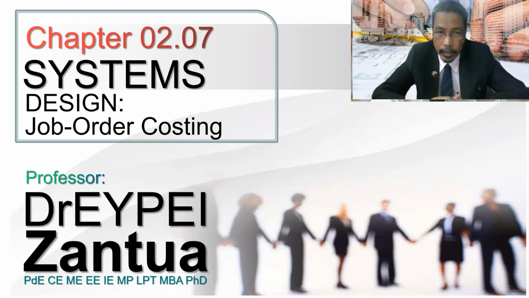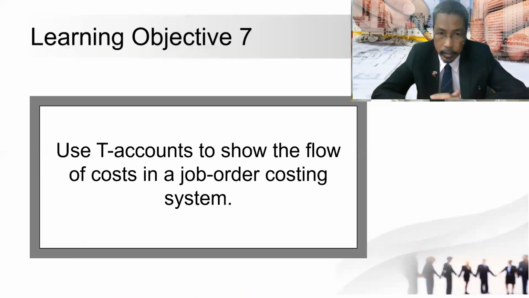In this current chapter, number 2, Systems Design, Job Order Costing, we would like to explain module number 7. So let us know what we are going to expect for this module. We use T accounts to show the flow of cost in a job order costing system. T accounts are similar to a ledger. You can choose either T accounts or a ledger.